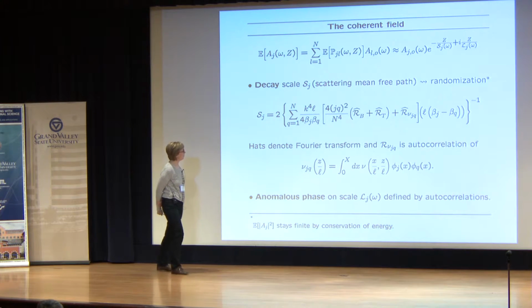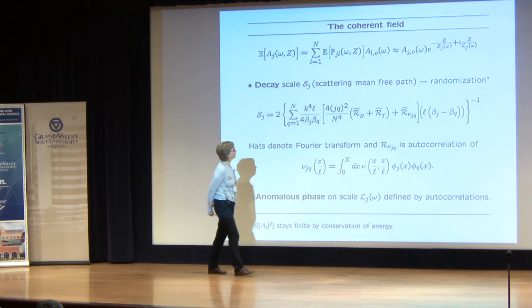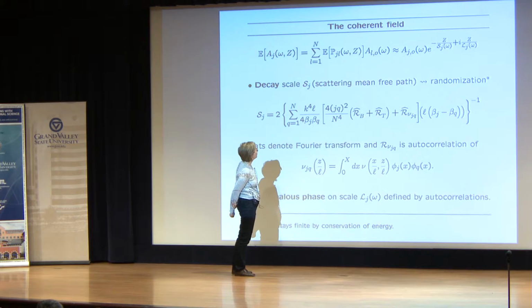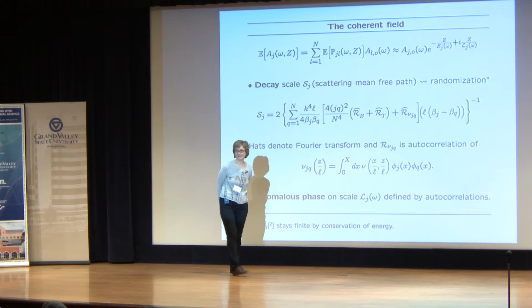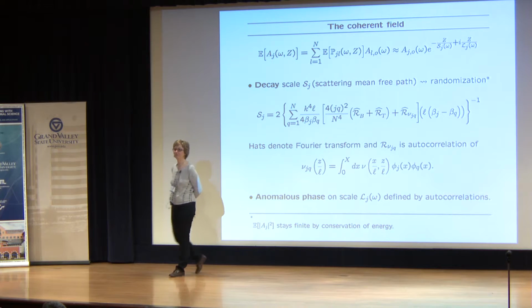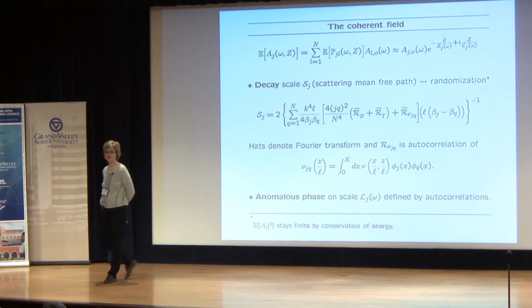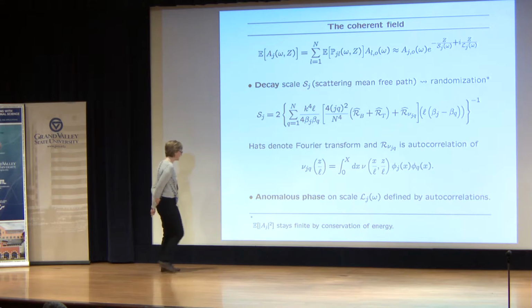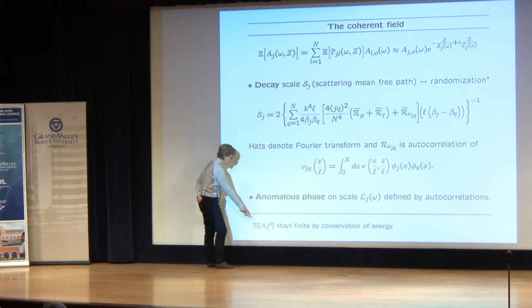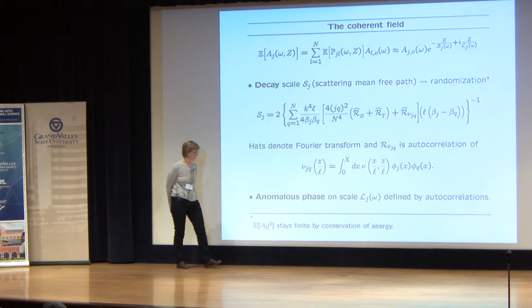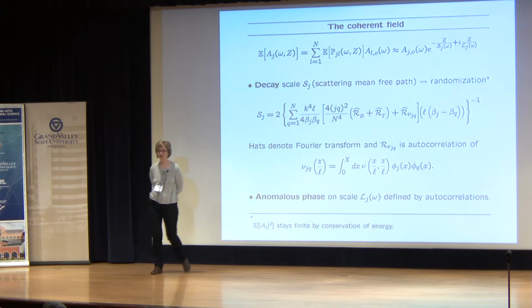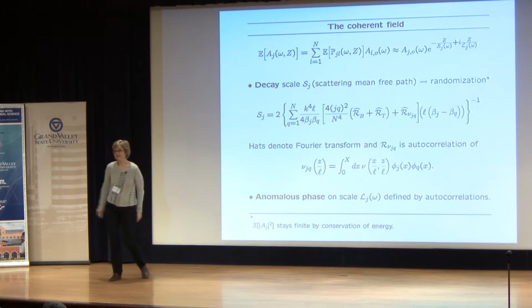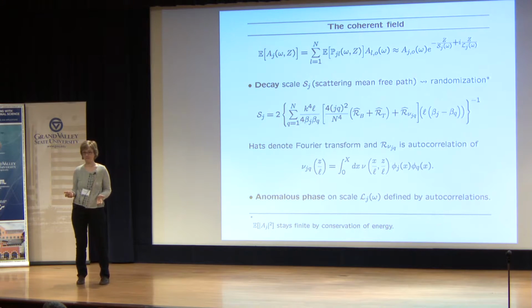Okay, so the important thing to notice here is this decay of the coherent field on the scattering mean-free paths. So what does this decay mean? This is a manifestation of randomization of the wave. Why? Because when you go to the second moments of the mode amplitudes, you see that they stay finite. They don't decay with range. That is simply because energy is conserved.